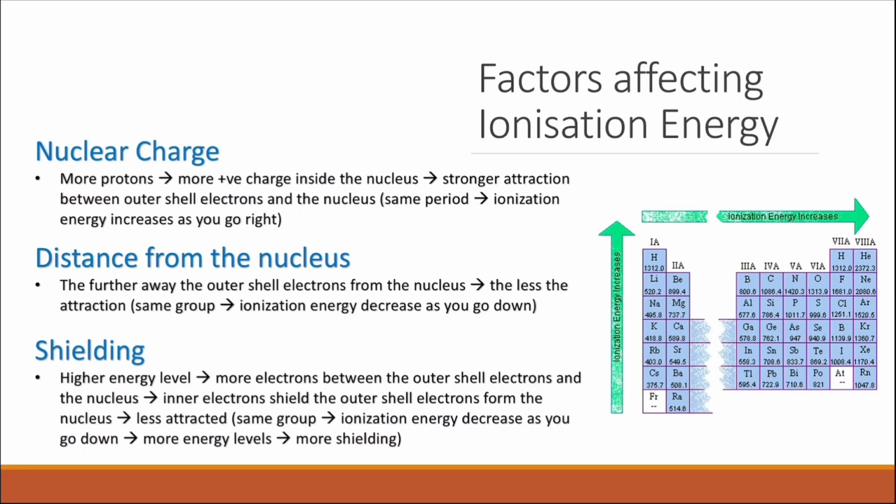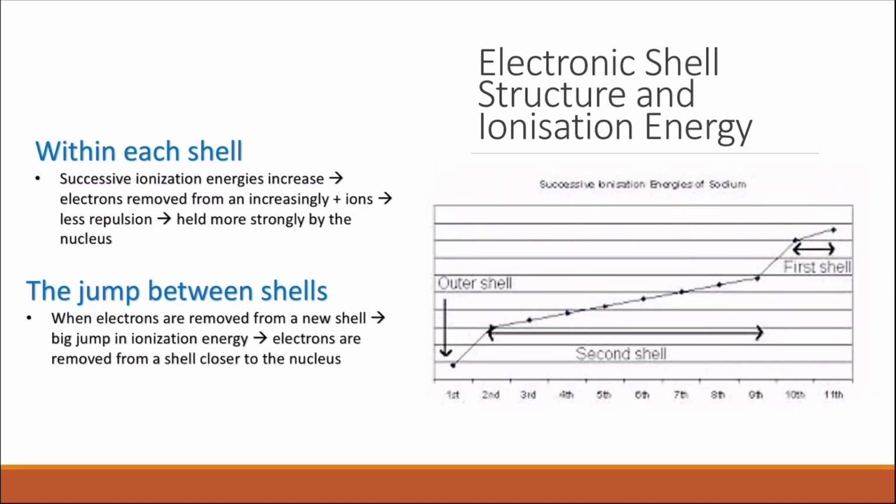And then shielding. We can see the shielding also along the groups. As you go down the group, there will be more inner electron shells, and these inner electron shells act as a shield. They shield the outer shell electrons from the effect of the positive nucleus. So as you go down the group, the ionization energy decreases, and this is because there is more shielding. These inner electron shells will shield the outer shell electrons from the nucleus, so they are easier to remove.